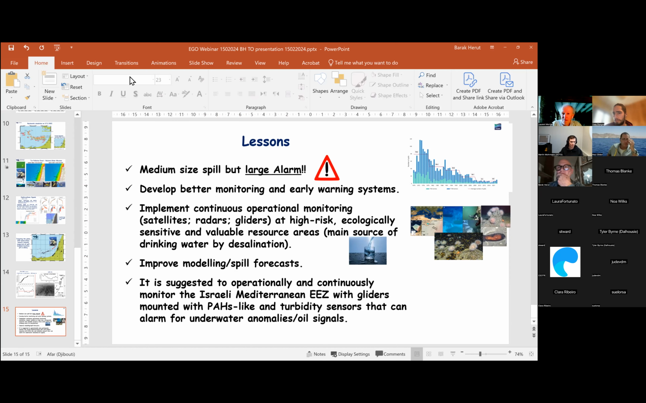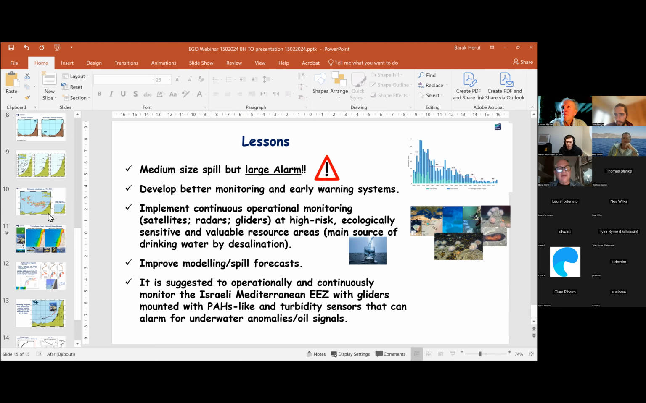Because I have one very quickly. Did you manage to find where the oil spill comes from? Because you have an area? You found an area?